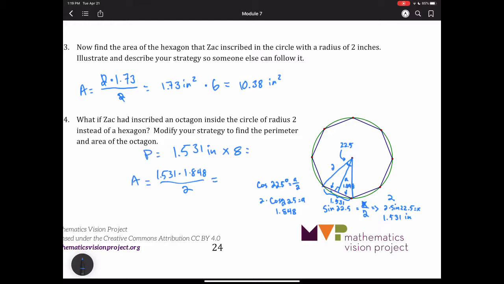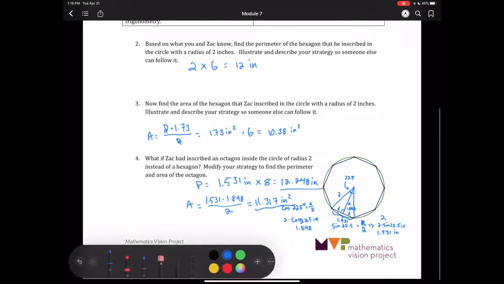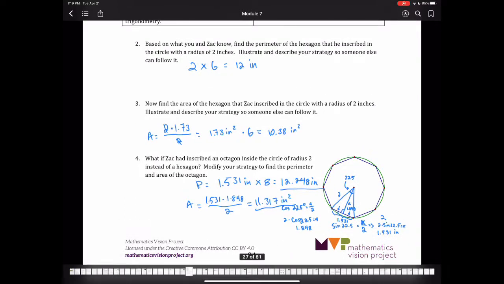And when I multiply and divide both of those out, I get 12.248 inches for the perimeter. And below, I get 11.317 inches squared for the area. Okay? So now we've done it for a hexagon. All right, we had to modify our strategy just a little bit, but we've done it, for an octagon, rather.